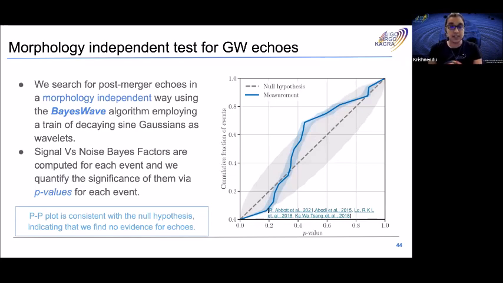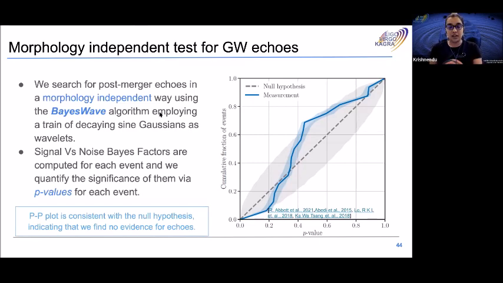In this analysis, we search for these post-merger echoes in a morphology-independent way using the BayesWave algorithm, and we use sine-Gaussians as wavelets here. The main result of the analysis is the signal versus noise Bayes factors, and we calculate these Bayes factors for each event, and we also quantify their significance using the p-values for each event.